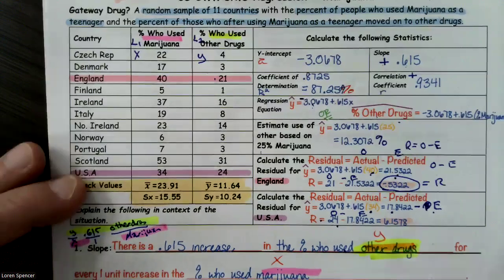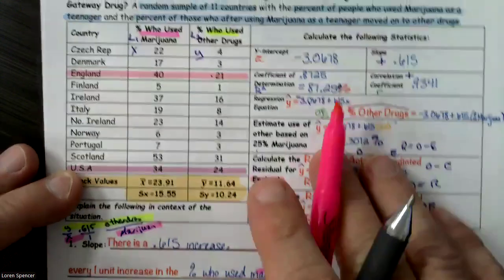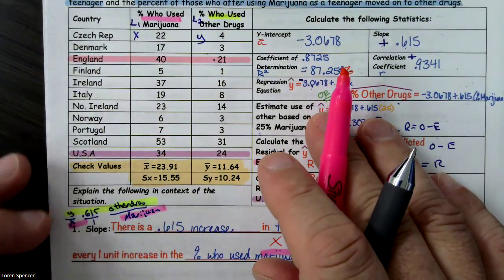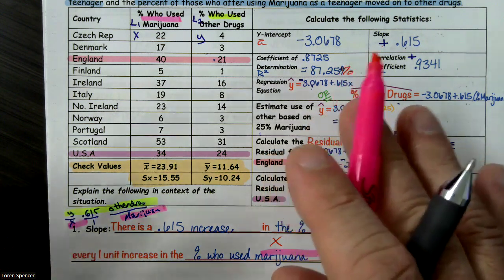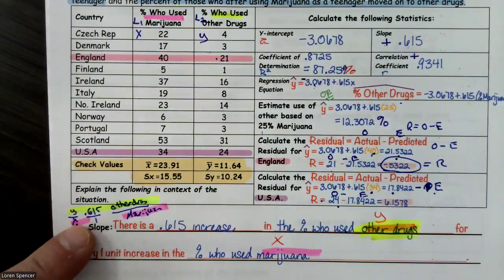Okay. The next one, the Y-intercept. In our case, we have a negative value, so we're not going to explain it because it doesn't make sense to have a negative 3% for those who don't. It goes down 3%. So that doesn't make sense, so we're not going to explain that one in this case.